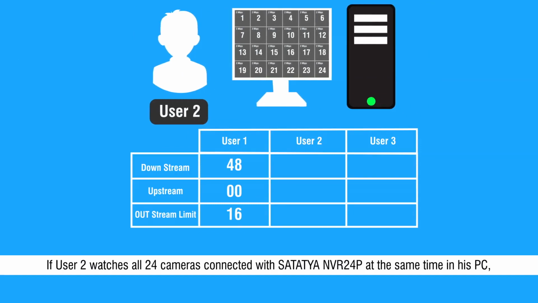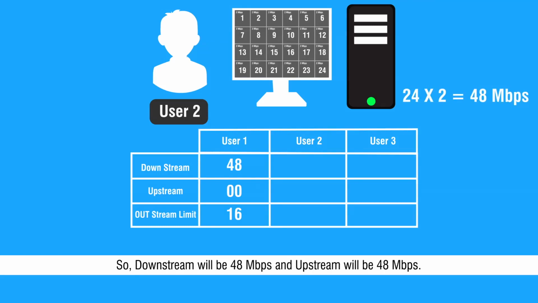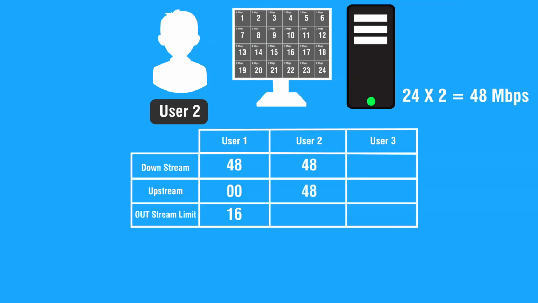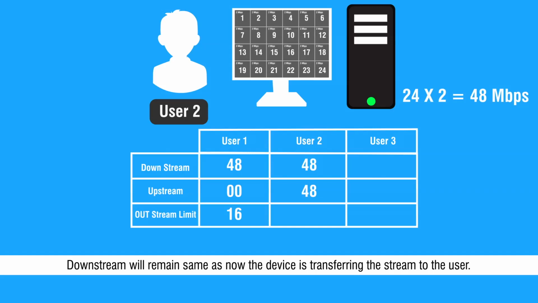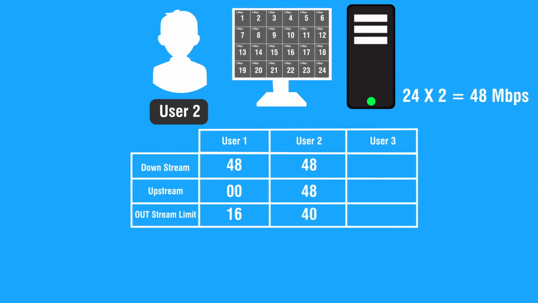If user 2 watches all 24 cameras connected with Satatya NVR24P at the same time in his PC, the stream allocated to the user will be 24 into 2, that is 48 Mbps. So downstream will be 48 Mbps and upstream will be 48 Mbps. Downstream will remain same as now the device is transferring the stream to the user. Also, outstream limit is 40.